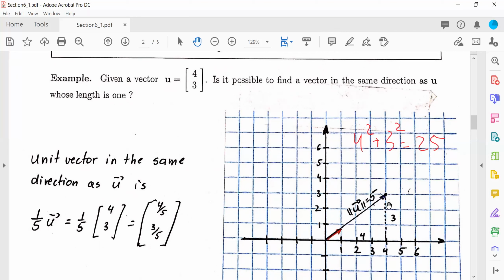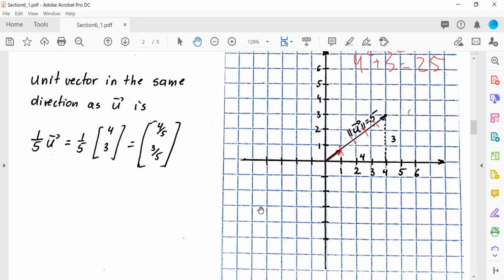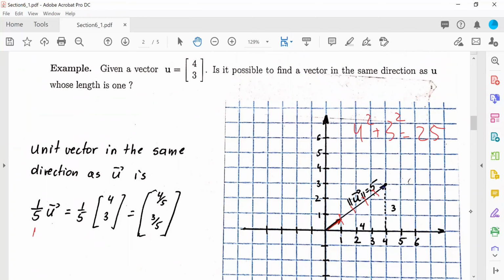And if the length is 5, how can I make the vector in the same direction of length 1? I would need to divide this whole vector into 5 equal parts: 1, 2, 3, 4, and 5. And then if I take one of them, what I'm doing is taking 1/5 of my length. So we can find the vector in the same direction if I rescale my vector u, taking 1/5 of its length. If I take 1/5 of the vector (4, 3), it's (4/5, 3/5). So what I did was divide the coordinates of the vector by the length. What we did is take 1 divided by the norm, or the length, times the vector u.